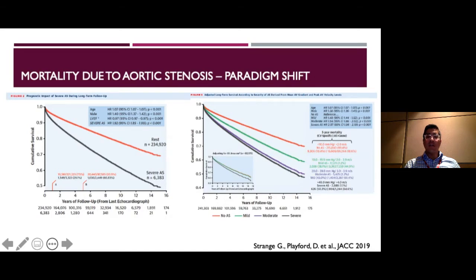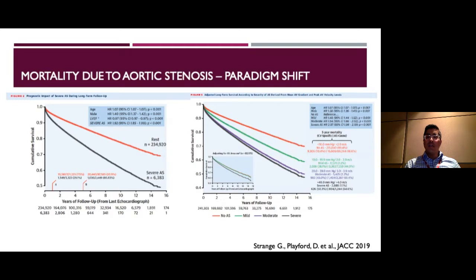Specifically, note that at two pre-specified time points of 1 and 5 years on the x-axis, the mortality of patients with severe aortic stenosis at 1 year was 29% versus 7.5%, and at 5 years the mortality was 67% versus 21%. I would also like to draw your attention to the survival curves of patients divided into no, mild, moderate, and severe aortic stenosis on the graph on the right.